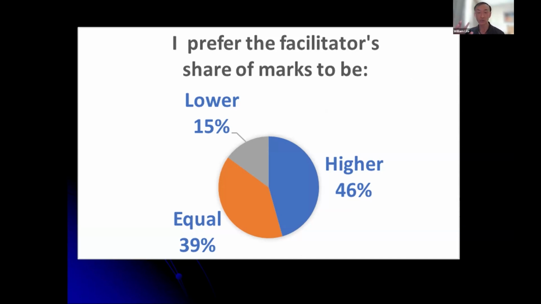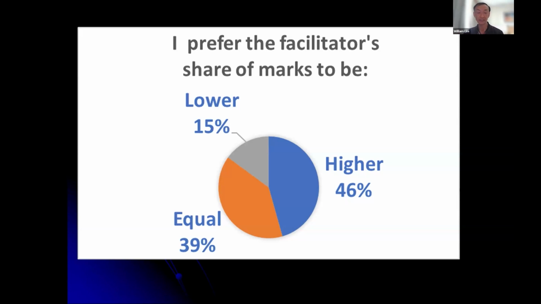Then if you look at all those who want higher than 50-50, FACI must give more marks, 60 FACI, 70 FACI, 80 FACI, the whole range. You can find that quite a large proportion actually wanted FACI to have a higher share of marks. Those who wanted peers to have a higher share of marks is 15%. And so those who want FACI to have higher marks outnumber the peer by 3 to 1.